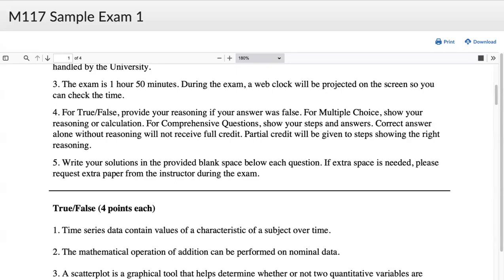Okay, let's review for our first exam. Just to remind you, for true and false questions, provide your reasoning if the answer was false. For multiple choice, you also need to show reasoning or calculation. All right, so be careful with those two.